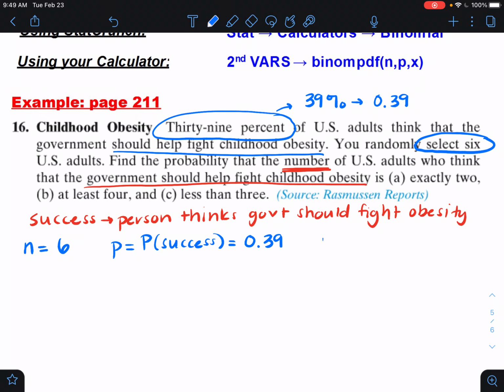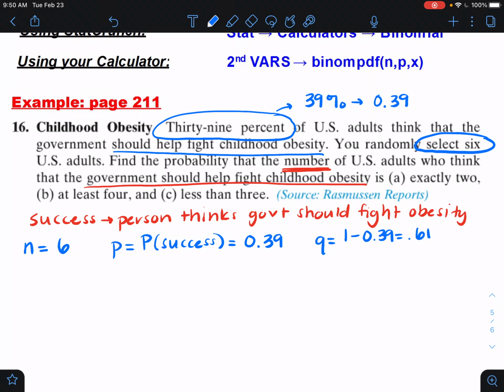Now everybody else would be grouped together as a failure. So to find q, I'm just going to subtract 1 minus p. That's basically if 39% of people think the government should do this, then 61% of people think the government should not do this. And also notice there's nothing in this problem to make me think that that probability is going to change. And again, that's important because I want to make sure that the value of p stays the same with every trial. So we've checked off n and p and q.